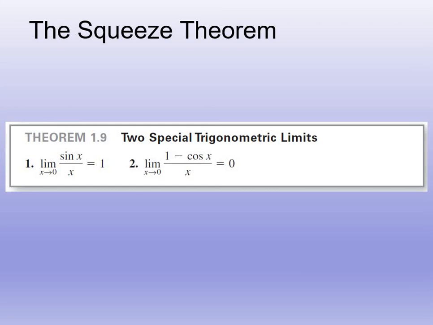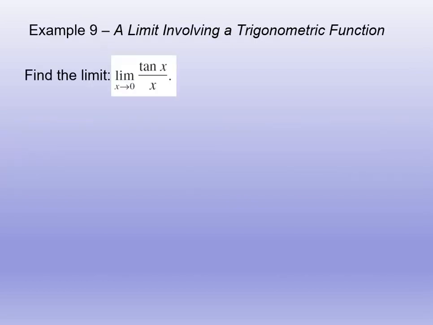Same with the next one. If we have 1 minus cosine of x over x, same thing, direct substitution is going to fail because we have division by 0. But by the squeeze theorem, this scenario works. So the limit of 1 minus cosine of x over x as x approaches 0 is equal to 0. Very important in this section and throughout calculus that you know both of these. We see these multiple times. They're ones that you just need to know. All right, so how do we apply one of those?